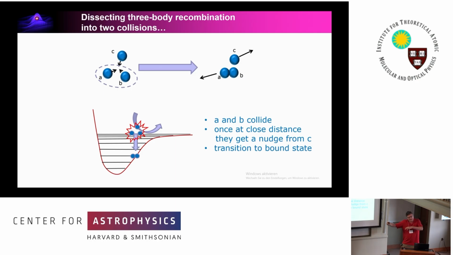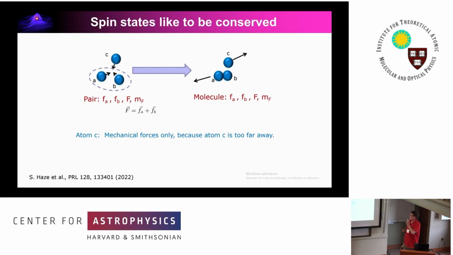It's perhaps at a farther distance. It gives them a little bit of a nudge. So now they can relax into a bound state, give off some energy, and the third particle takes away that energy. So in that sense, I can simplify this complicated three-body process in my mind. And that actually helps us also understand what happens here with the beam splitter.